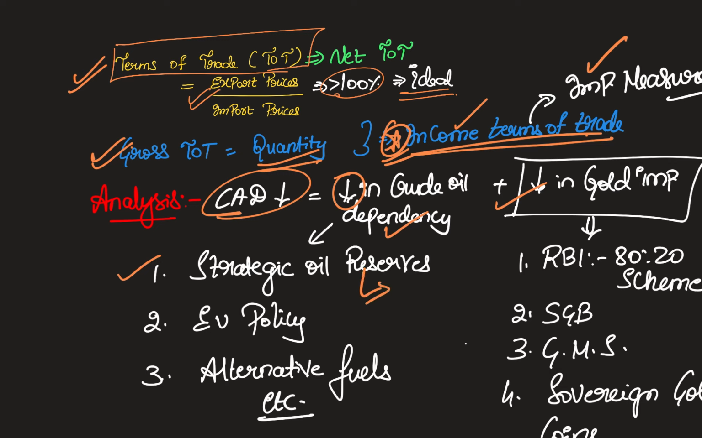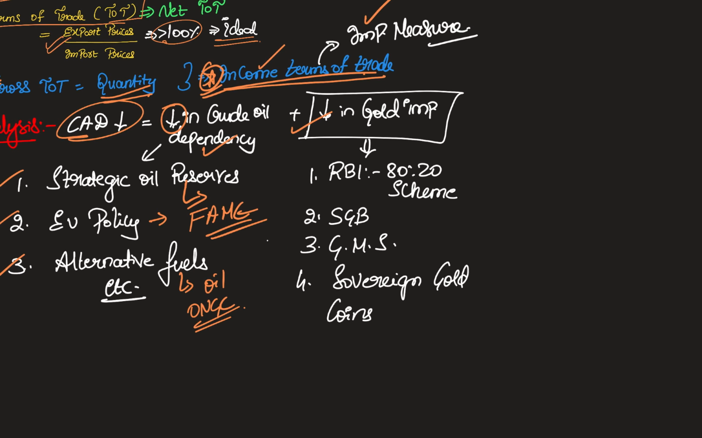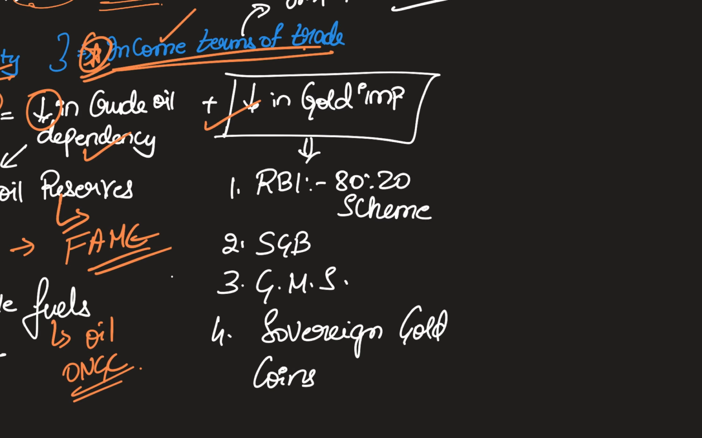So we have built strategic oil reserves. Then we came up with an electric vehicle policy. There are a lot of schemes like FAME. Recently, battery swapping technologies came into vogue, and the government came into contact with industry experts and came up with a policy as well. There is an emphasis on alternative fuels, and even oil companies like ONGC are investing their profits in alternative fuels and new technologies. Similarly, when it comes to gold imports, there are a lot of schemes.